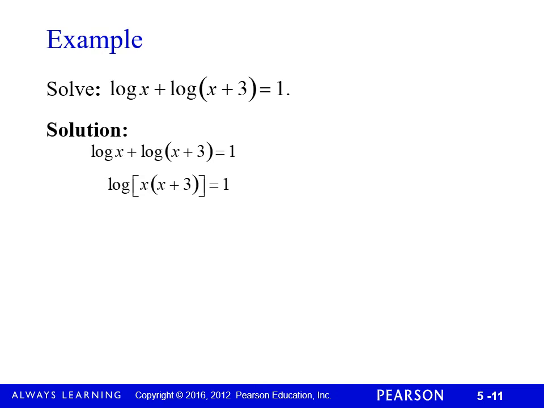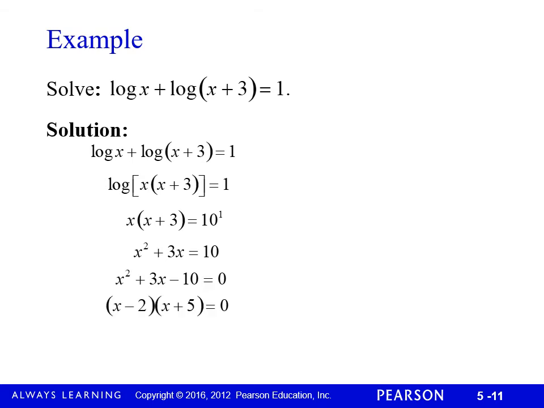Now we have a single log, we can convert it into an exponential equation. What's the base of log when there's not a base there? 10, remember. So we get x times x plus 3 equals 10 to the power of 1. Remember, this is the exponent over here when we have a log. So we get x squared plus 3x equals 10. This is a quadratic equation. We set it equal to 0 so that we can solve it. And then we can factor this into x minus 2 and x plus 5. I'm not going to go through the steps for factoring. You should know that. And so I get x equals 2 or x equals -5.